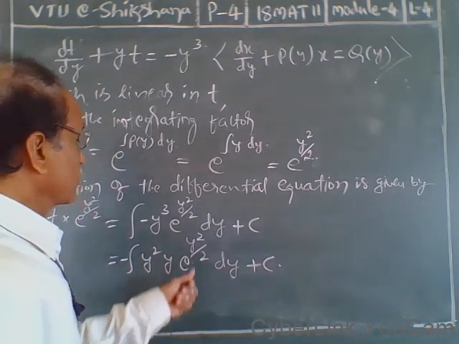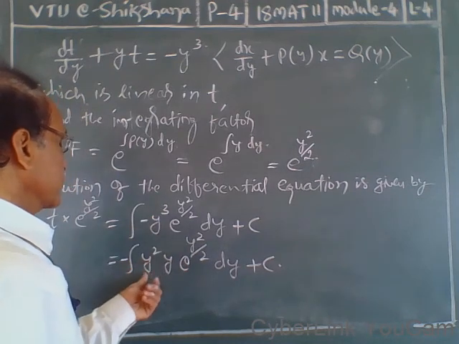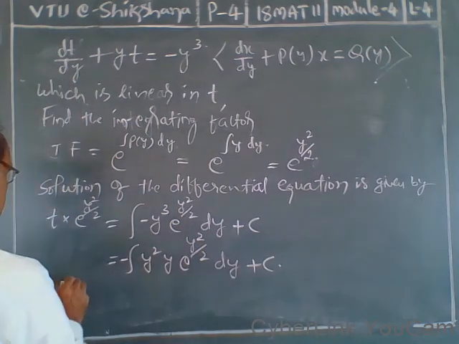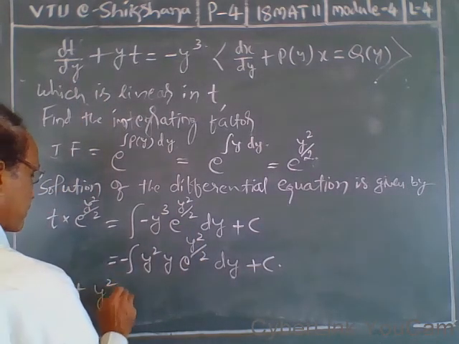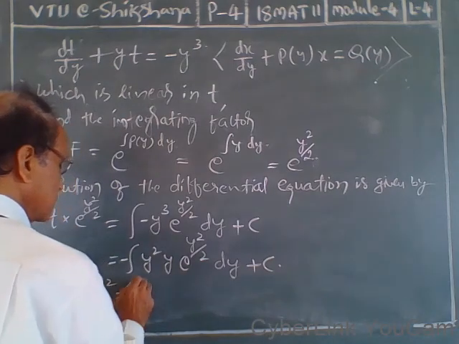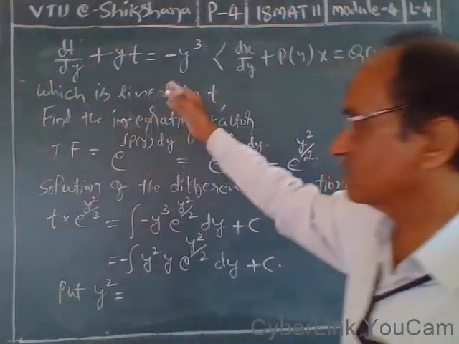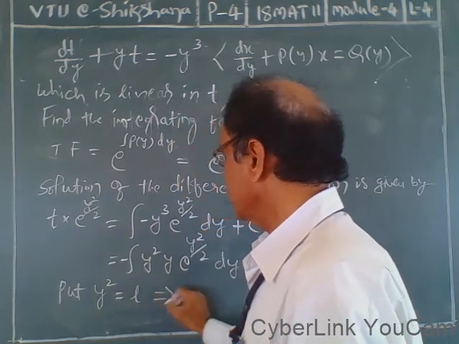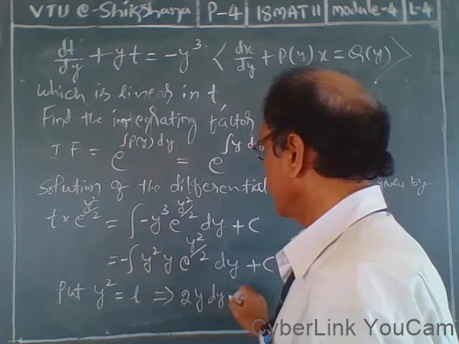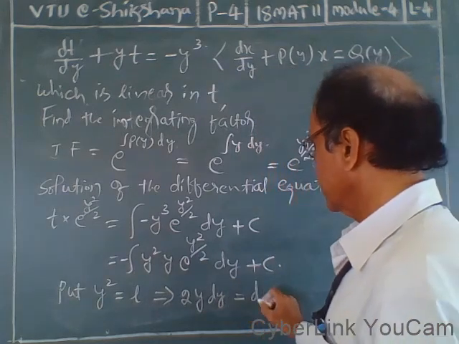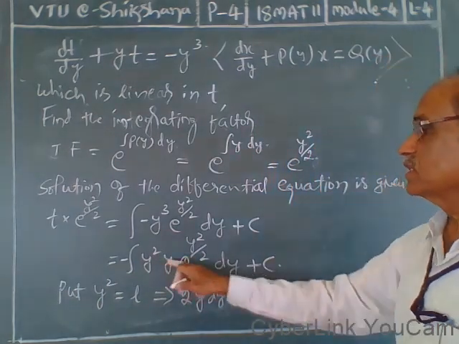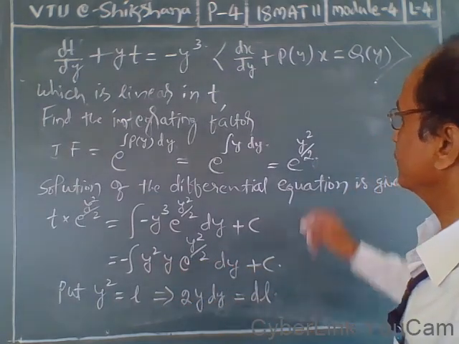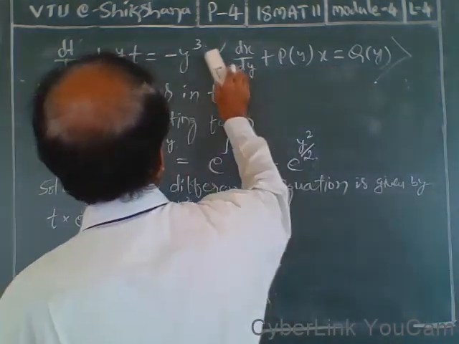I am taking y cube as y square into y, and e to the power y square divided by 2. Then put y square equal to some other symbol, say y square is equal to L. That implies 2y dy is equal to dL. Therefore, y dy you can take as dL divided by 2.